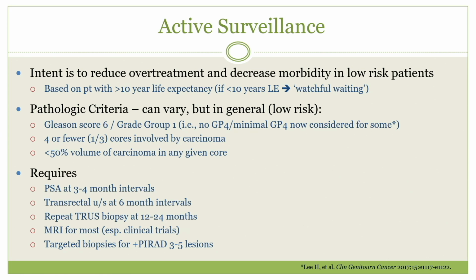So with these low-grade cancers, we can put patients into active surveillance, not treat them surgically, and decrease morbidity in these low-risk patients. Some are just in watchful waiting if they have a life expectancy of less than 10 years. It's important to understand the criteria for active surveillance, and this has changed a little over the last two decades. But if we're going by textbook guidelines, it's a grade group 1 or Gleason 3+3=6 cancer, so low-grade, low-volume cancers in fewer than a third of the cores and with less than 50% volume.